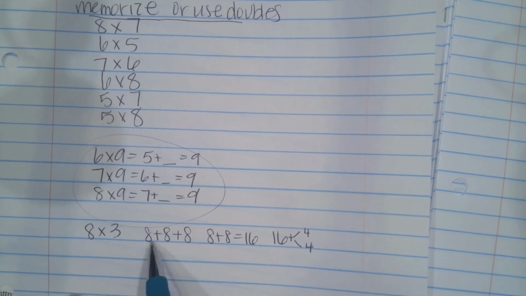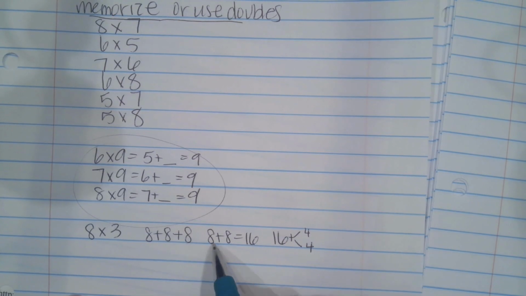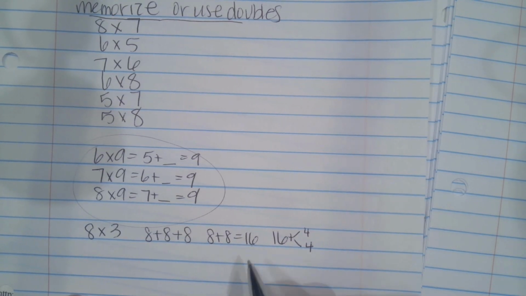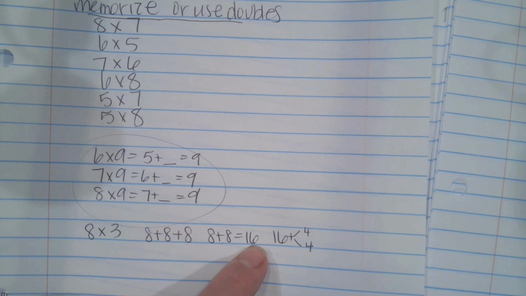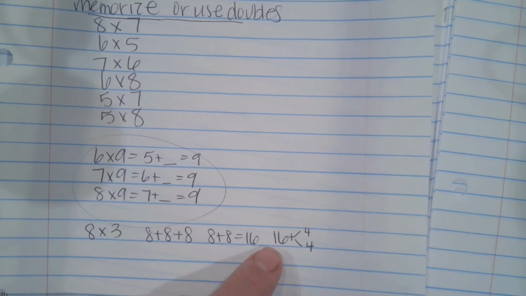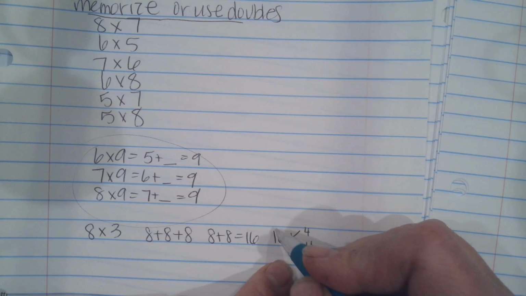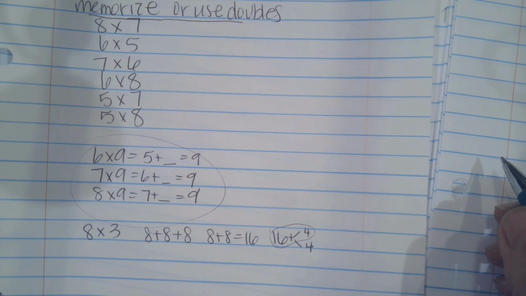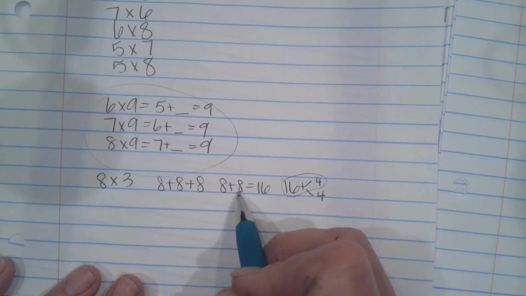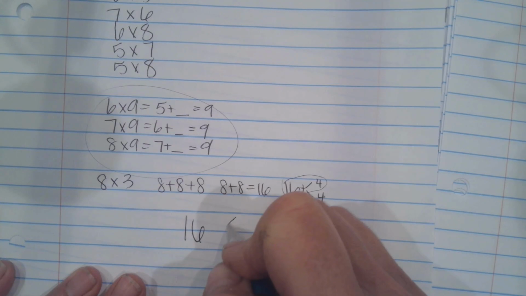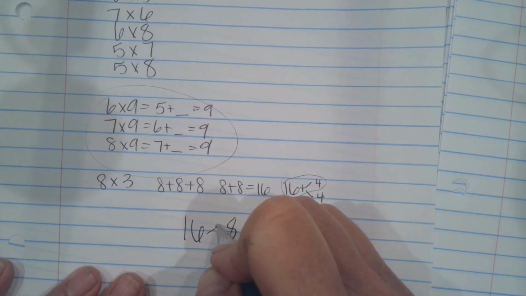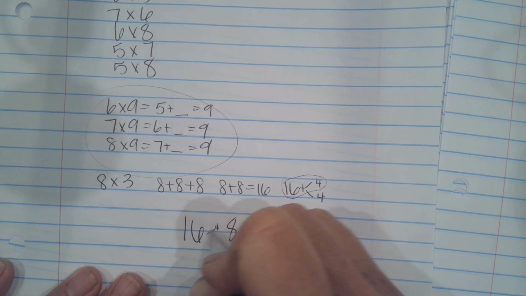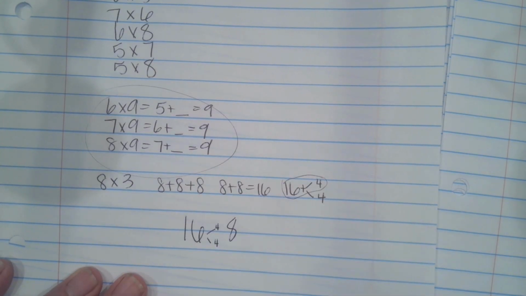So 8 times 3 is 8 plus 8 plus 8. So 8 plus 8 is 16. And then I know that an 8 is grouped into a 4 and a 4. And I also know that 16 and 4 make a nice round group of 20. So in my head, what I do is 8 plus 8 is 16, and then I have an 8. And I know that I can grab 4 from my 8, and that'll give me 20, and then I have to add the other 4 in. So 16 plus 4 is 20, plus 4 is 24.